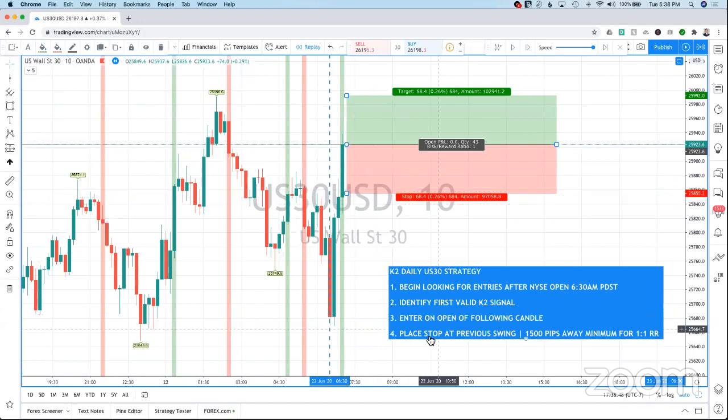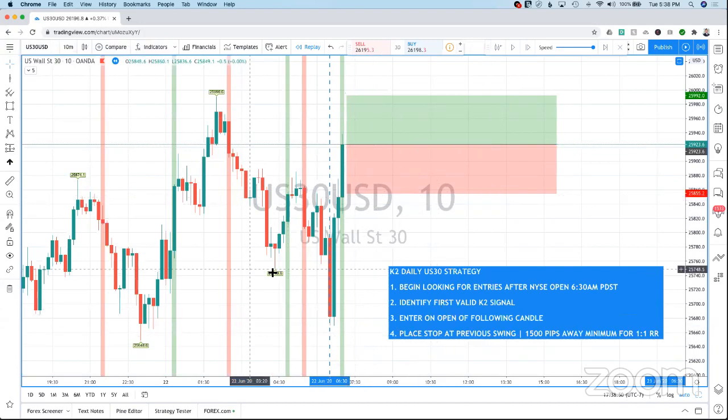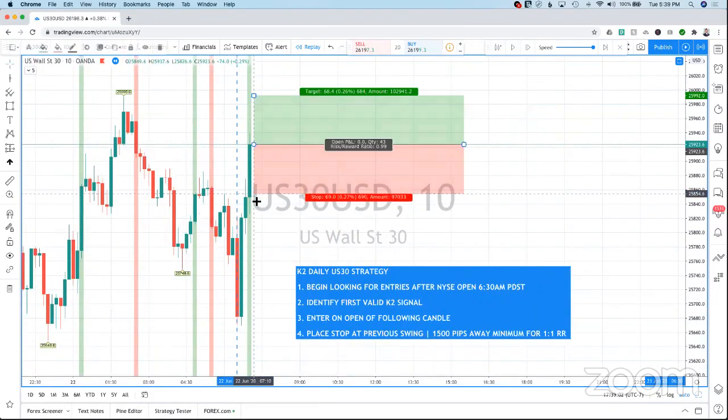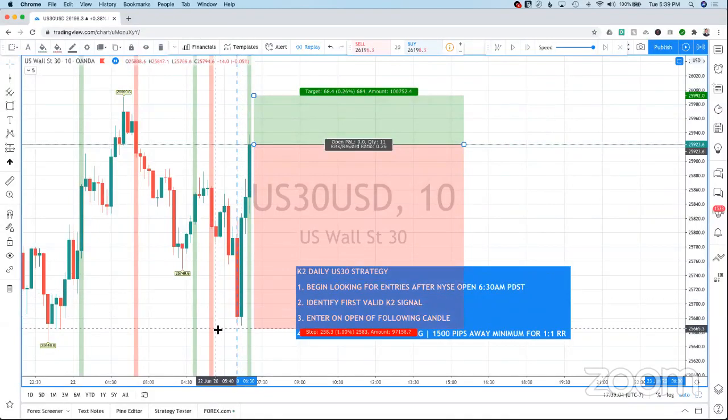And then we're going to place our stop at the previous swing. Like I mentioned earlier, you can identify the swings just by looking at the chart. So you can see it started from up here, swung down, swung up, swung down, swung up, and then swung down right here. So this would be the swing low right here. Move our stop loss down there.